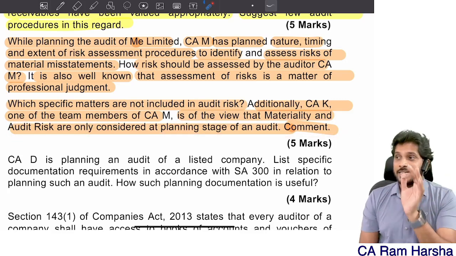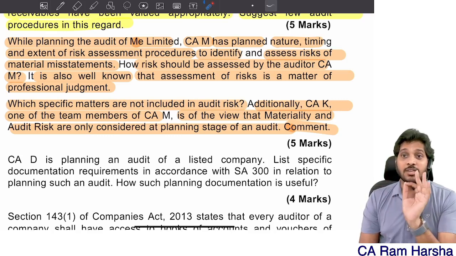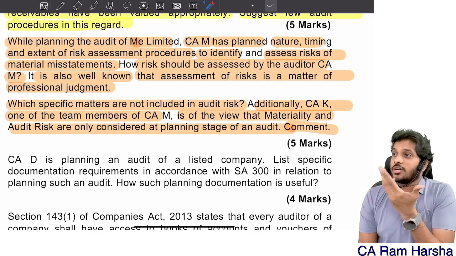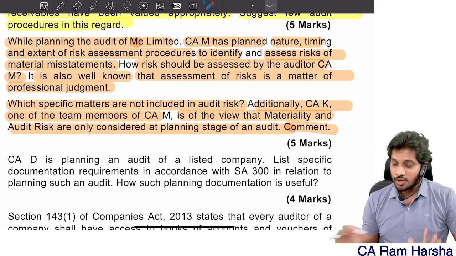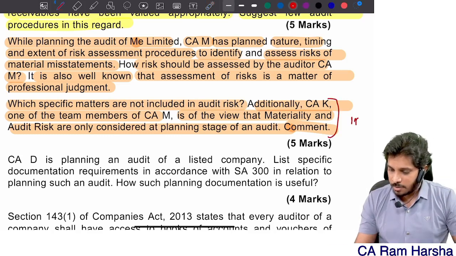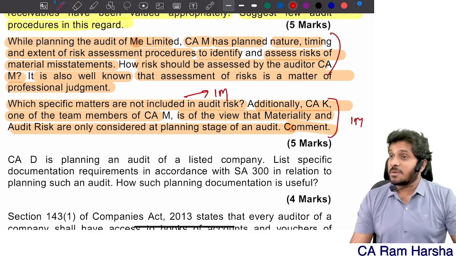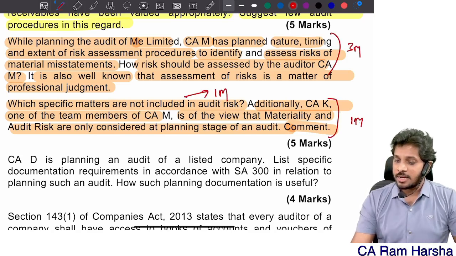No, audit risk analysis and materiality are considered throughout the audit. Yes or no? The auditor has to be alert to new risk identification and changes to materiality. So I think for this 1 mark will be there. What is not included in audit risk, 1 mark will be there. And the risk assessment process includes what? 3 marks will be there. We'll see the answer.